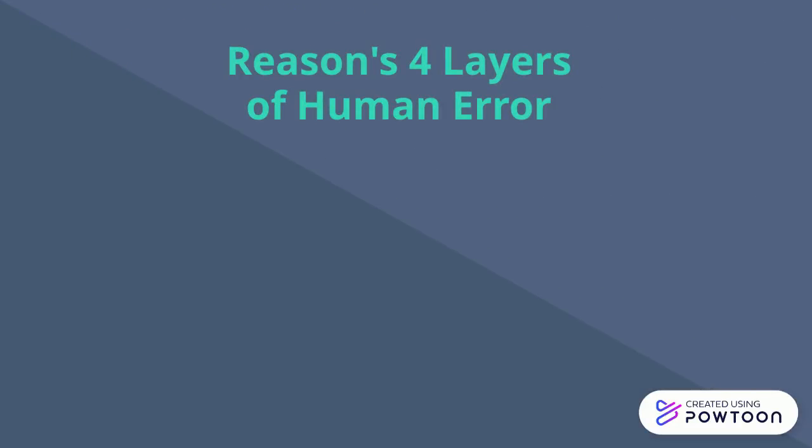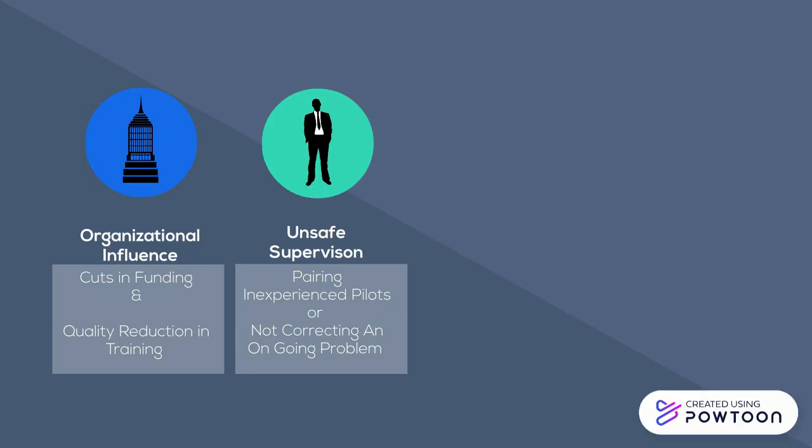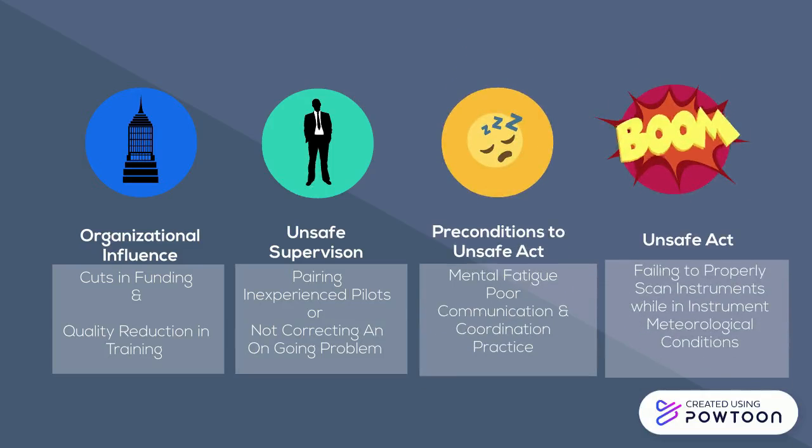Reason separated the Swiss cheese model into four layers of human error: organizational influence, unsafe supervision, preconditions for unsafe act, and finally, the unsafe act. Failures for organizational influence may consist of cuts in funding and quality reduction in training. Unsafe supervision may consist of pairing of inexperienced pilots or not correcting for an ongoing problem. Preconditions for the unsafe act may be caused by mental fatigue, poor communication or coordination, and the unsafe act is the final cause of the accident.